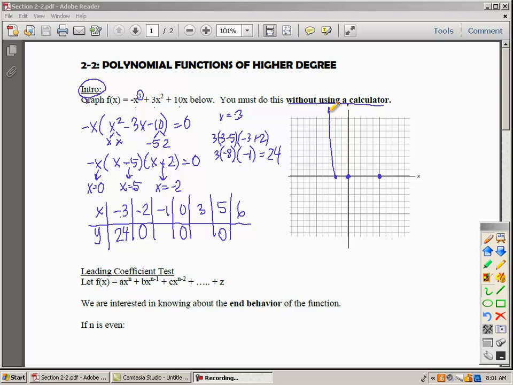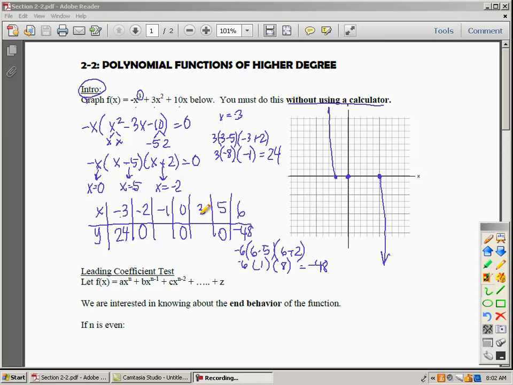And I could do the same thing with negative 1, and I'll do one more to show you. Let's do the 6. So if I let it be 6, I take a negative 6 because it was negative x, and then 6 minus 5, and then 6 plus 2. Well, negative 6 times 1 times 8 is a negative 48. And so right here, you'll notice then at this portion of my graph, I'm going to be going downward.